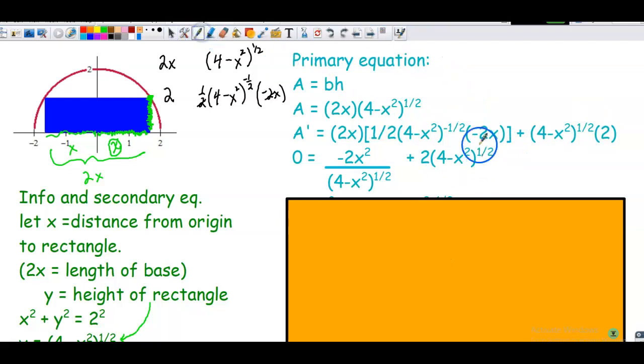I have a negative 1/2 power here, so I'm taking that to the denominator. This 1/2 divides out with the 2. That leaves me with this 2 right here. I have x right here times negative x right here, which gives me the negative x squared. That's the cleanup for term number 1.